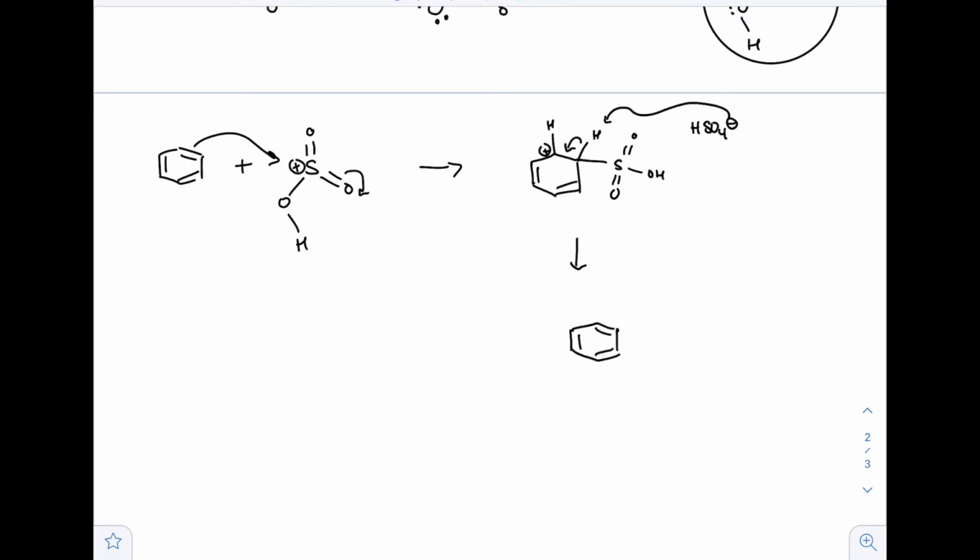We reestablish aromaticity with removal of that proton from the conjugate base of the sulfuric acid, and that's our final product right there. This is the sulfonation product, and there's our blue electrophilic SO3 source right there, right? That's where it all went. Okay, so the mechanisms again are all very similar, so we're just kind of cruising.